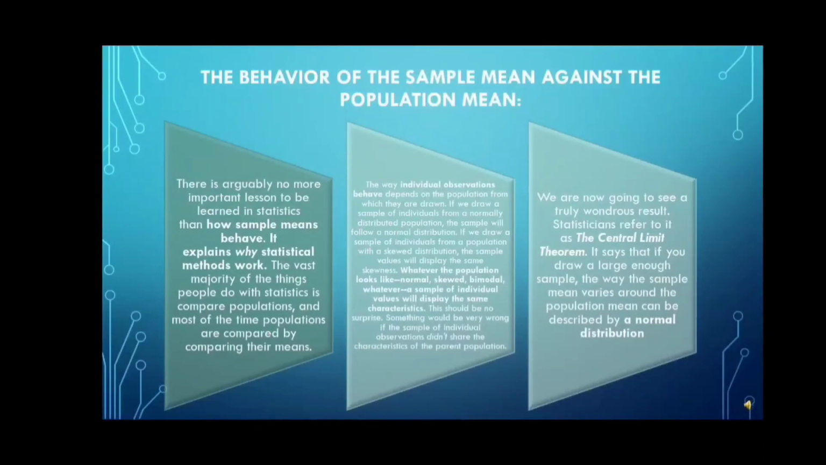We are now going to see a truly wondrous result. Statisticians refer to it as the central limit theorem. It says that if we draw a large enough sample, the way the sample mean varies around the population mean can be described by a normal distribution.